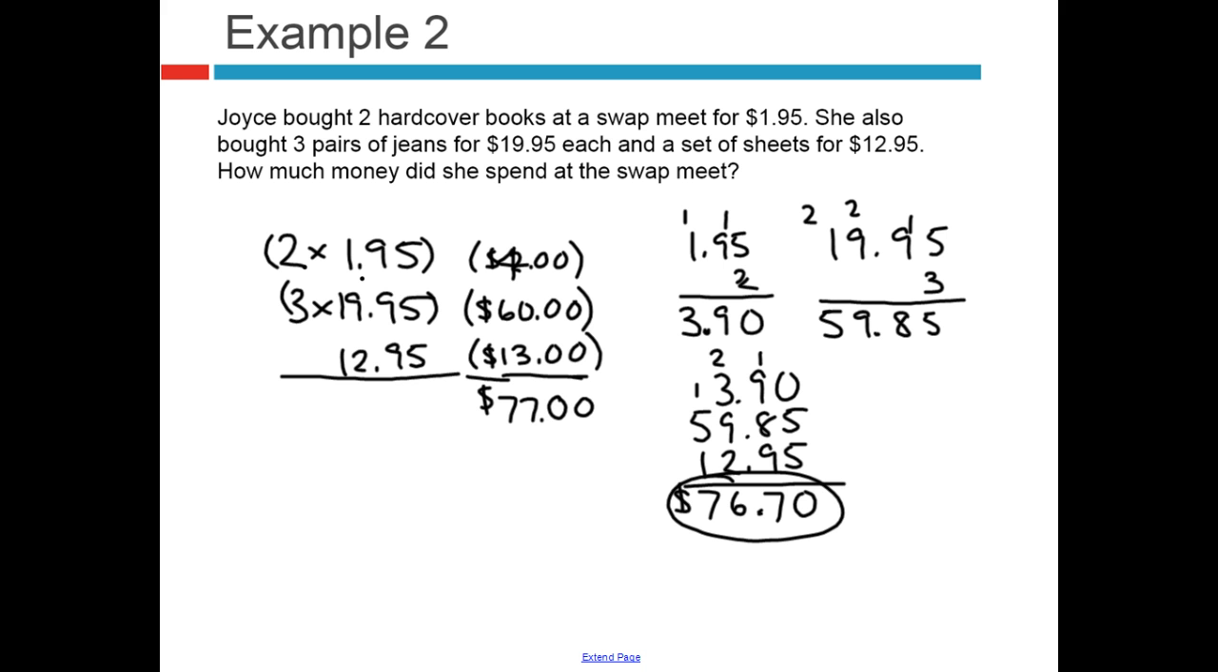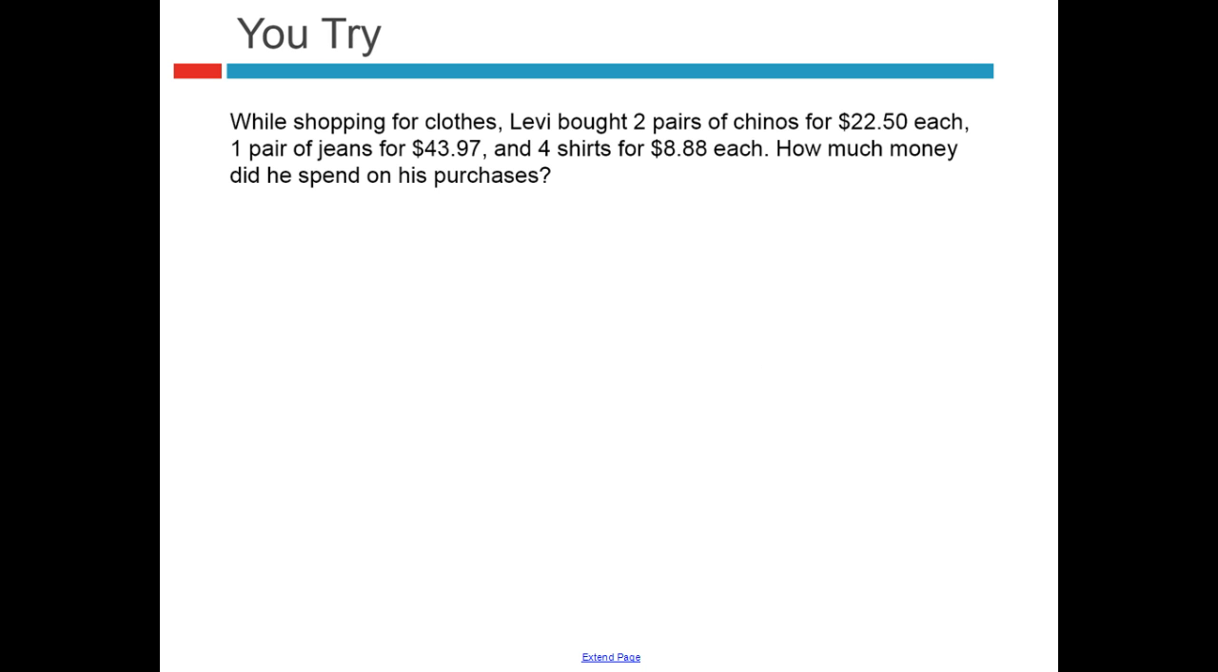Okay? So here is an example for you to try. Pause the video, and then when you're done solving the problem, you can watch my solution and we can check our work with each other. So Levi bought 2 pairs of chinos while shopping for clothes for $22.50 each. So we have to take 2 times the $22.50.